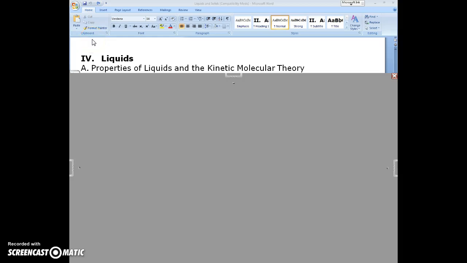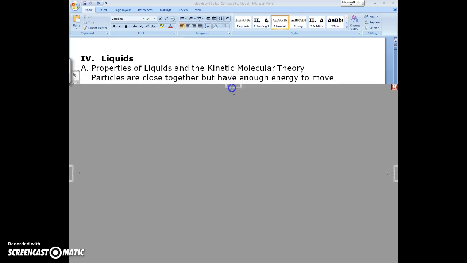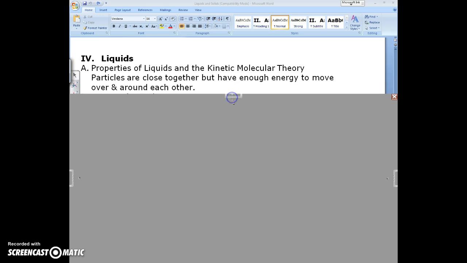Now we need to talk about the properties of liquids and the kinetic molecular theory. Remember the motion of the particles. The way we think about particles in a liquid is that those particles are close together but have only enough energy to move over and around each other. So their attractive forces are still in play.